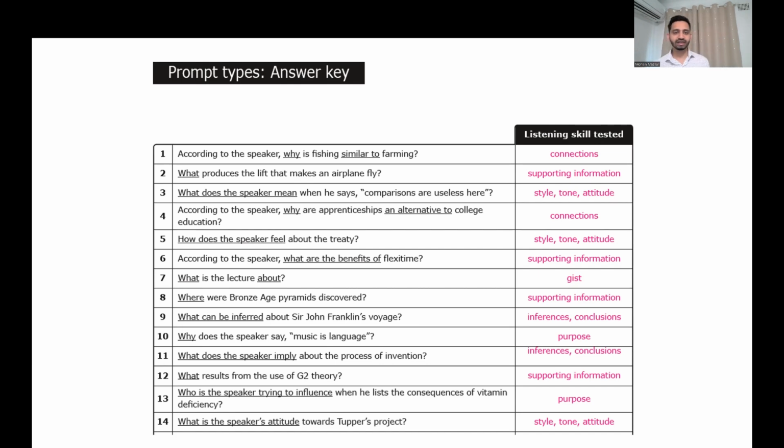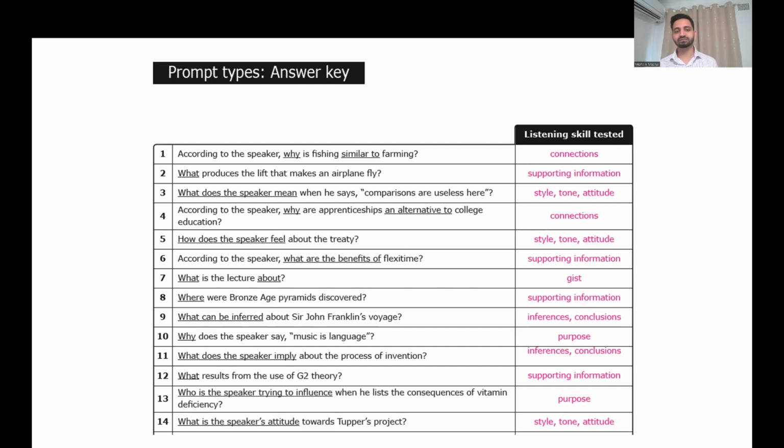Where were Bronze Age pyramids discovered? We are paying attention to the supporting information. Where was it discovered? Should be a location, right? We talked about this before in one of our lessons, where represents a place. So you've got to be listening for a place, right? Where these pyramids were discovered.